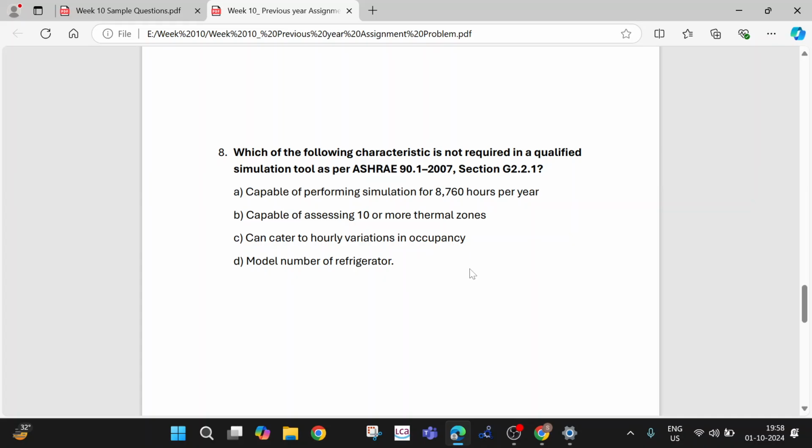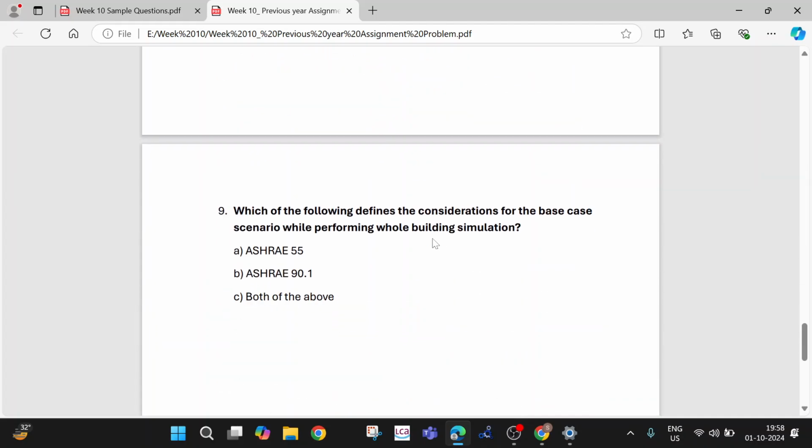Option D. Yes, option D is the right answer. ASHRAE 90.1 2007 does not require a simulation tool to include appliance model numbers. What will you do with the model number of the refrigerator and all? Fine. Everybody is fine? Yes, sir. So let's move to the second last question of the day. Here is the ninth question.